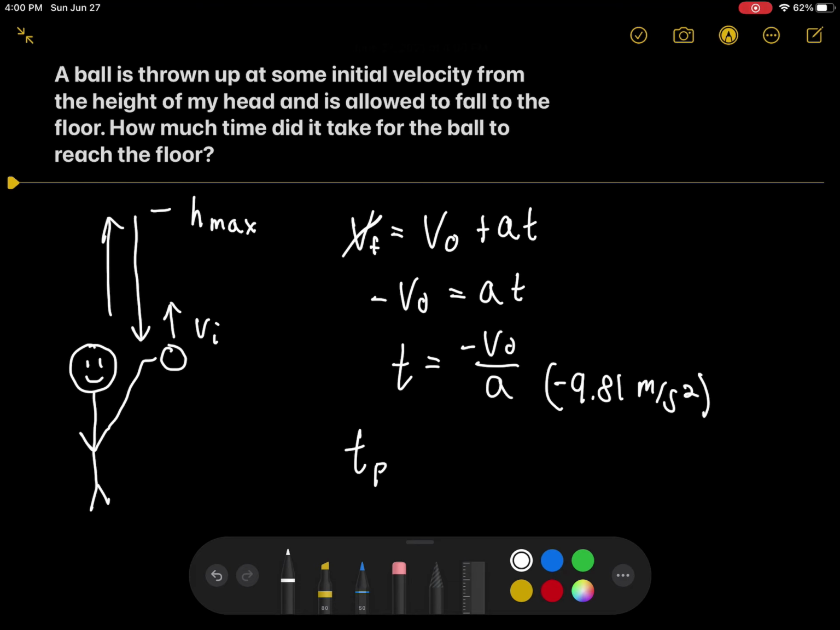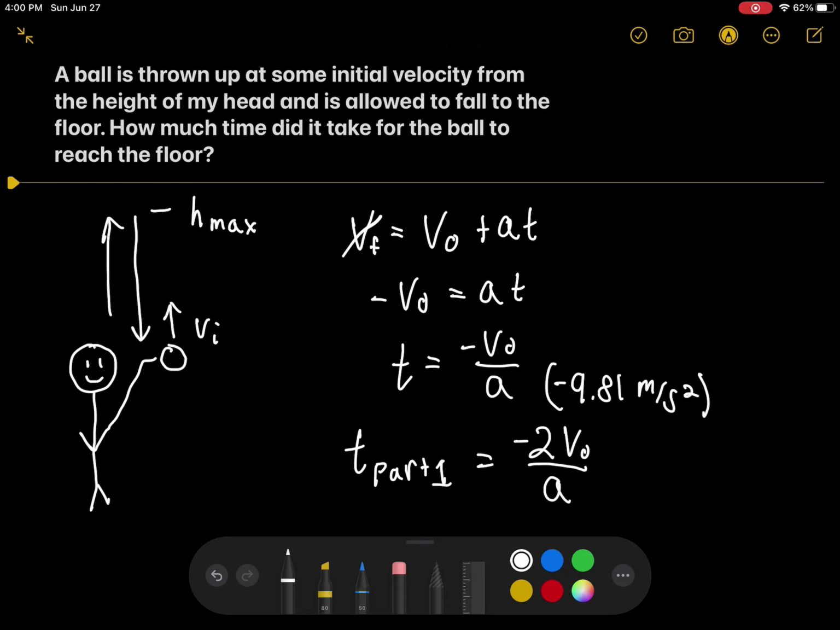I'll just say that this is t part 1, because we're going to do part 2 in a little bit, once it reaches the floor. The time for part 1 is just negative 2 v naught over a. So that's going to be the first part.